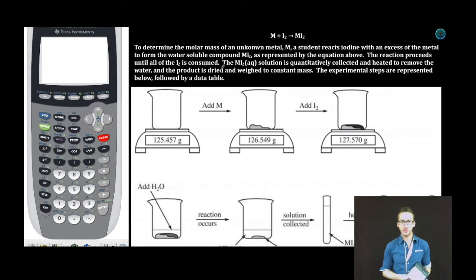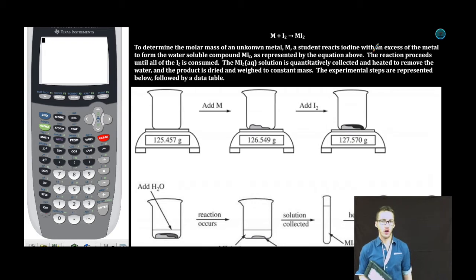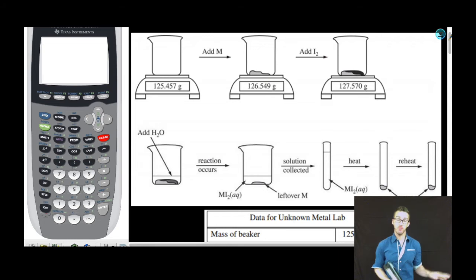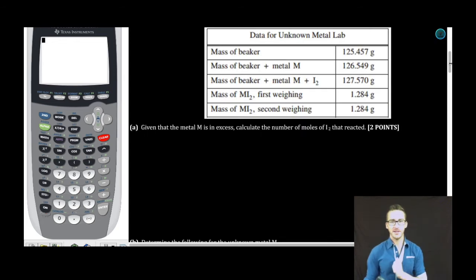It says the reaction proceeds until all of the iodine is consumed. The aqueous MI2 solution is quantitatively collected and heated to remove the water, and the product is dried and weighed to constant mass. The experimental steps are represented below, followed by a data table. All right, now I suggest you take a moment to look over the image here and the data table because there's a lot there.